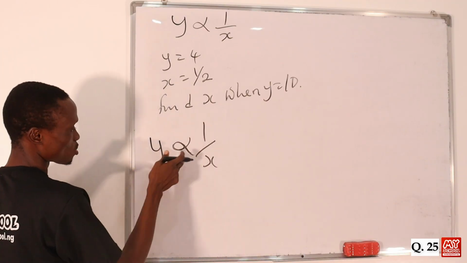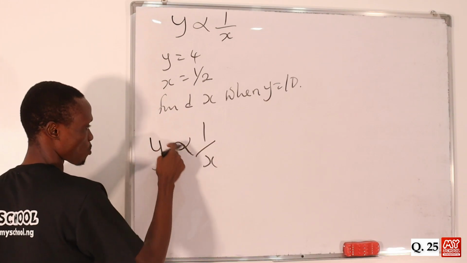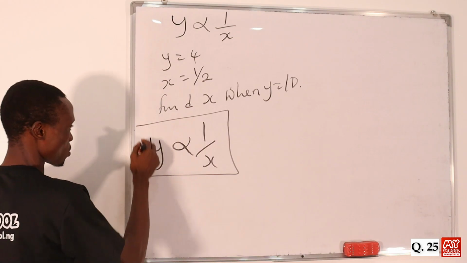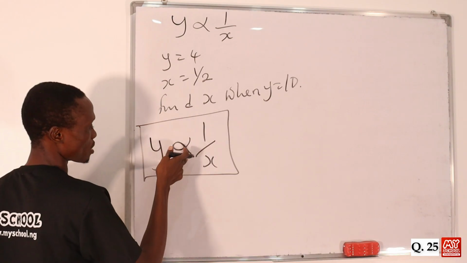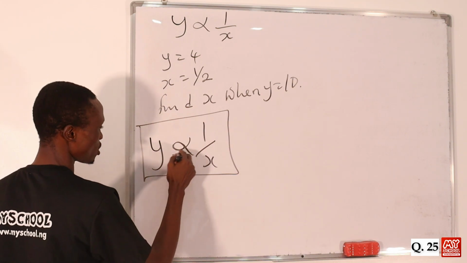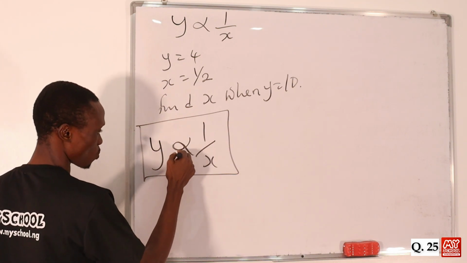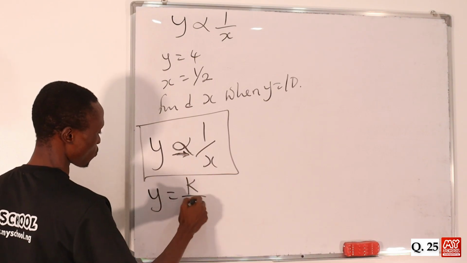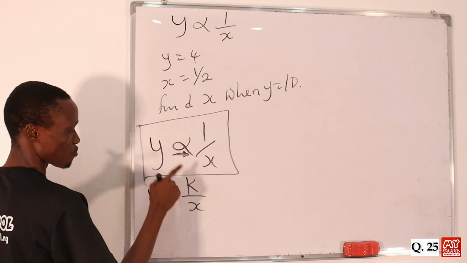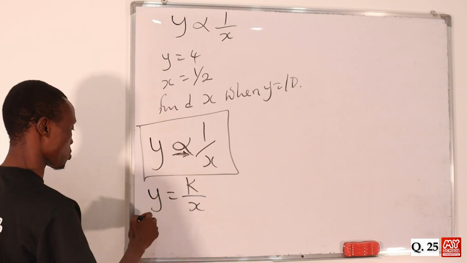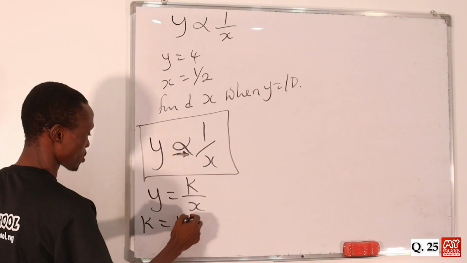We read this as y is inversely proportional to x. But remember, this is just a relationship, not an equation. So we can make it an equation by introducing a constant. Once we introduce a constant, this proportionality symbol will change, so you'll be having y is equals to k all over x. The first thing is to look for the value of k. So we just cross multiply so that k is equals to xy.